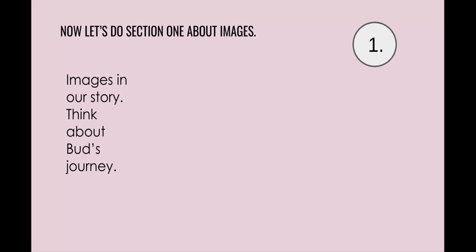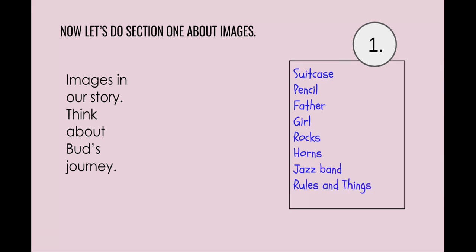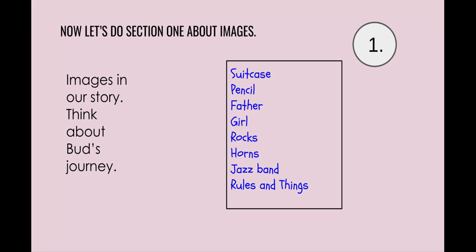Important images, descriptive words. All right, here are some I thought of, more than 6, and feel free to use any of these that you might like to use. Suitcase, pencil, and you know that story. Father, his search for the father. Girl, the girl he kissed. Rocks, horns, jazz band, rules and things. Those are some ideas for section 1.